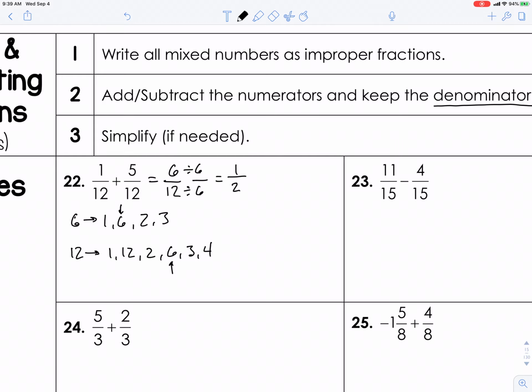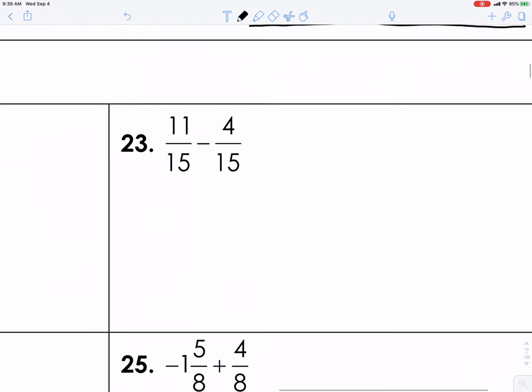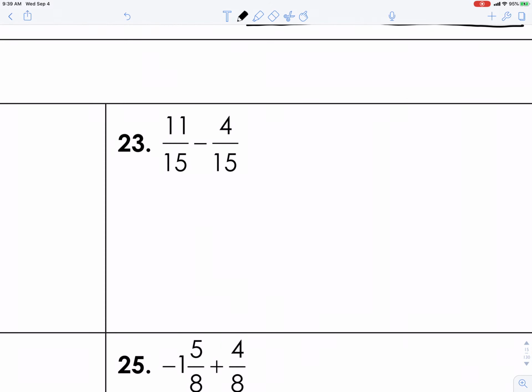Let's move on to number 23. Again, I have a common denominator, so I don't have to worry about anything. 11 minus 4, that is 7. The denominator stays the same, 7/15. It's like saying I've got a pizza cut into 15 pieces. I've got 11 of those pieces. I eat 4 of them. How many pieces of that 15-piece pizza do I have left? 7, okay? So 7/15.